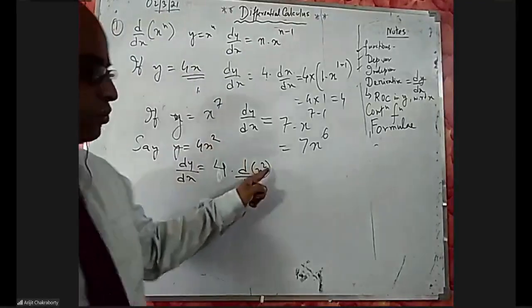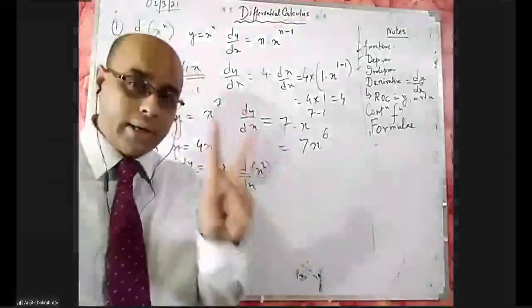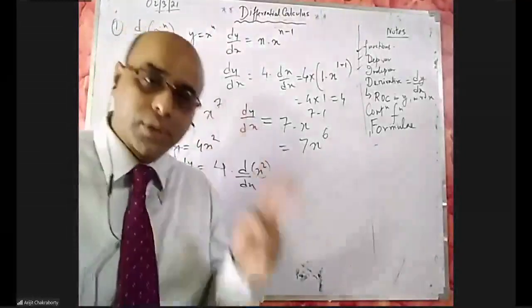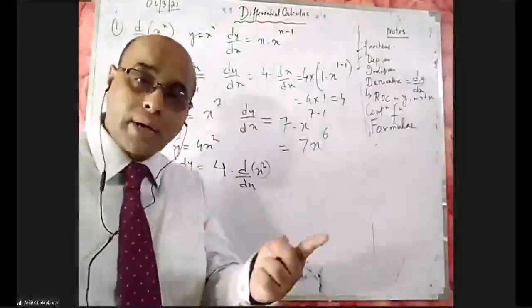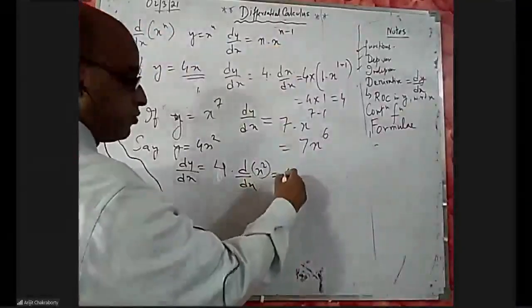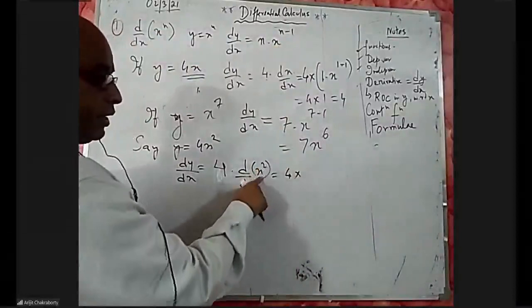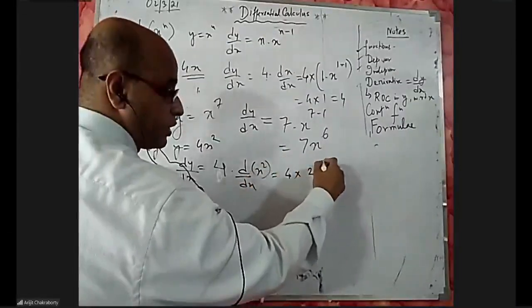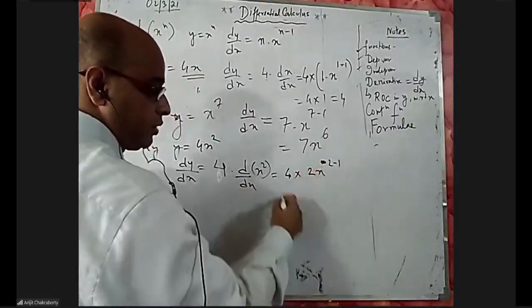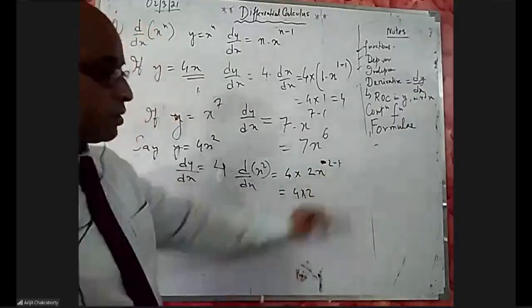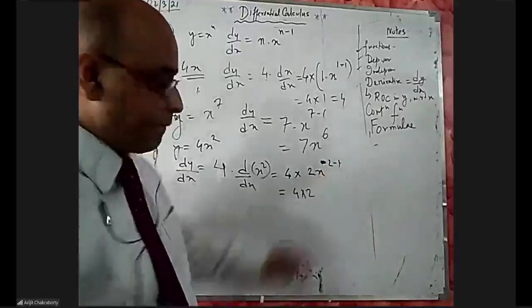Find the differential coefficient of 4x squared. That is x to the power n, here n is 2. We know the formula: the differential coefficient of x to the power n is nx to the power n minus 1. So this will be 4 into nx to the power n minus 1. Here n is 2, so 2x to the power 2 minus 1.